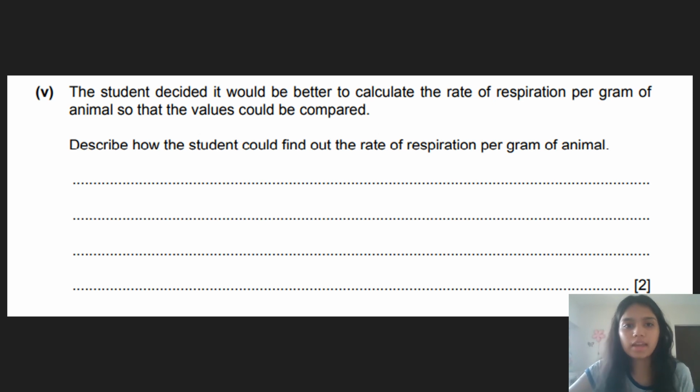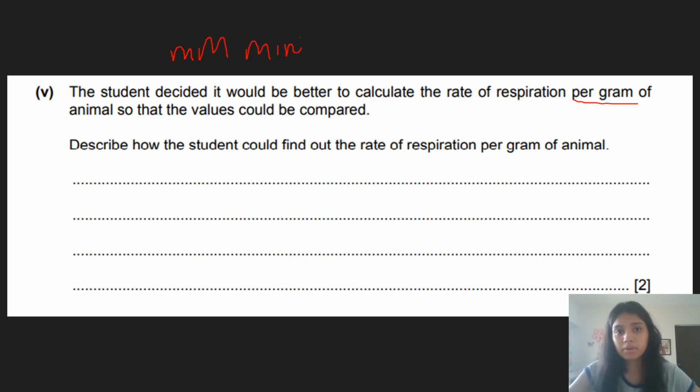The student decided it would be better to calculate the rate of respiration per gram of animals so that the values could be compared. So now rate of respiration, as we already know, is millimeters per minute. But now they have said per gram, which means another part of your denominator is going to have gram. Okay, now what does gram suggest? Gram is a unit of mass.